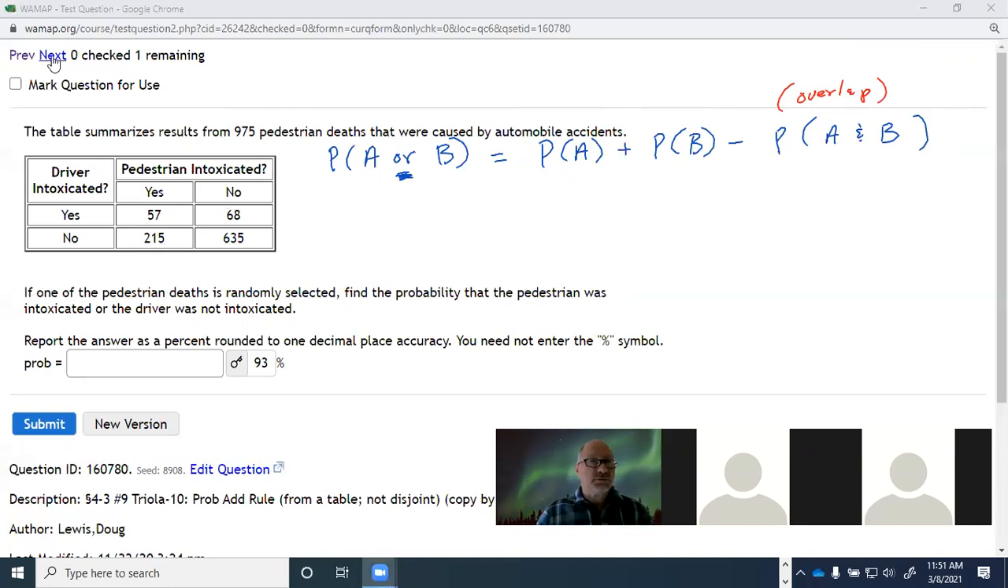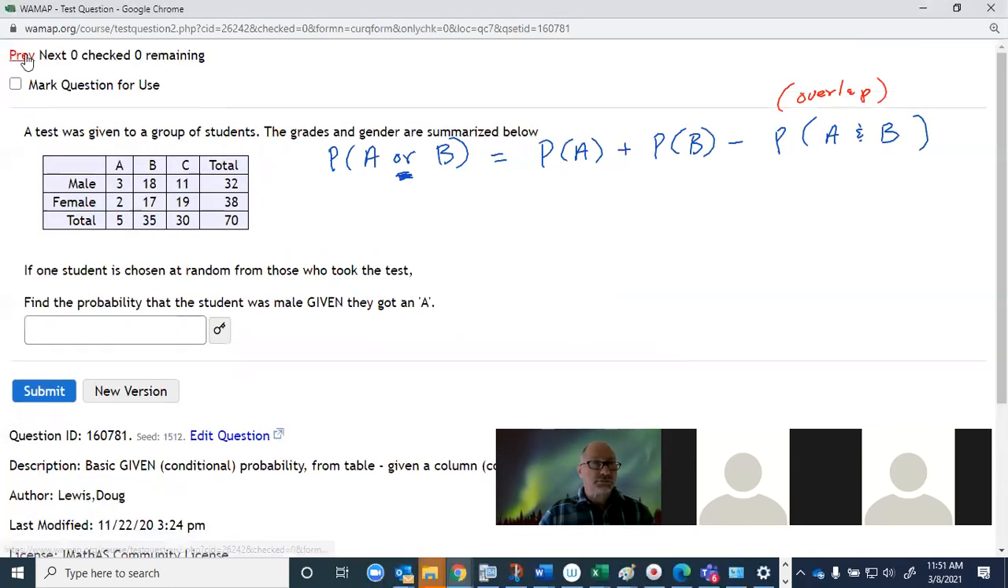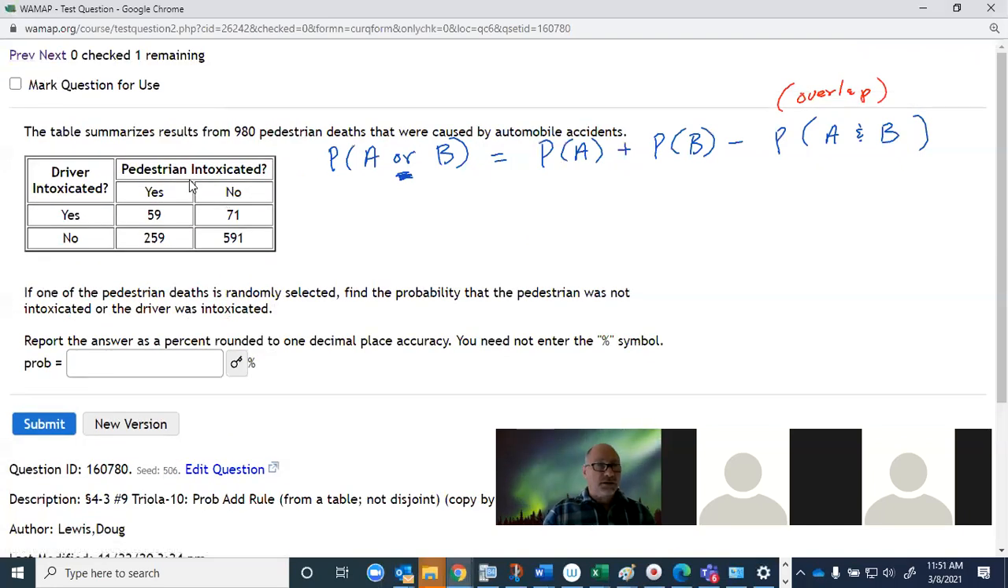So let's go ahead and get a new, oops, wrong. Okay, this is a new problem, right? Got new numbers here. This is where there's 980 pedestrian deaths that are caused by automobile accidents. And it says if one of the pedestrian deaths is randomly selected, find the probability that the pedestrian was not intoxicated or the driver was intoxicated. So this is asking for different things this time.